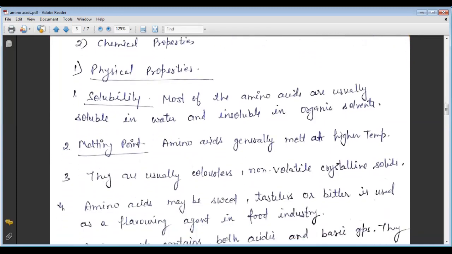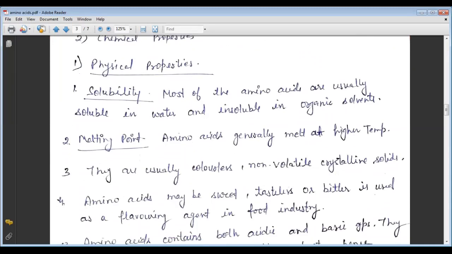Most of the amino acids, as we know, are usually soluble in water and insoluble in organic solvents. Organic solvents, as you know, are benzene and CCl4. So according to solubility, amino acids are soluble in water and insoluble in organic solvents.